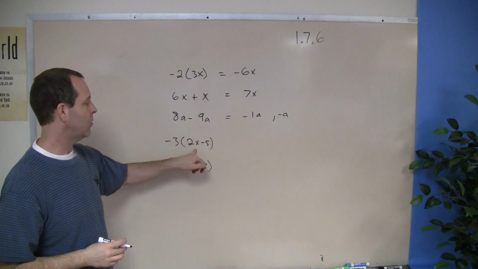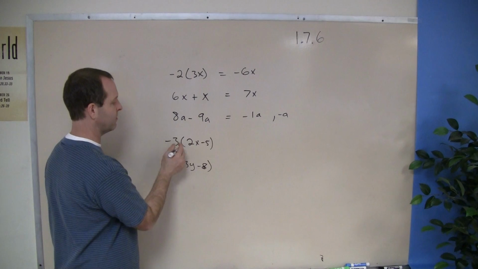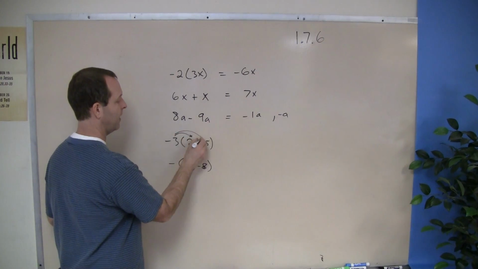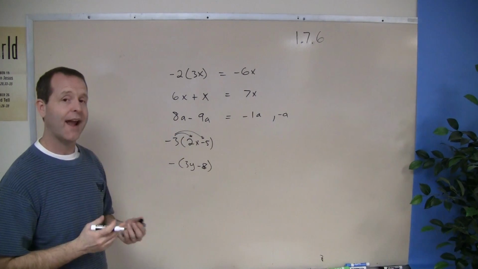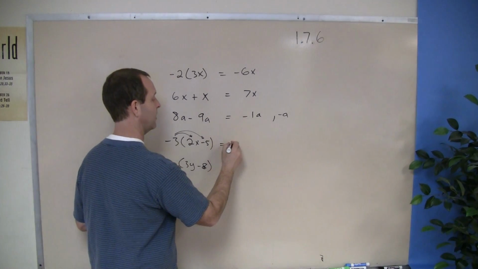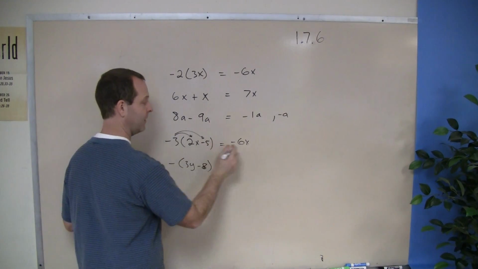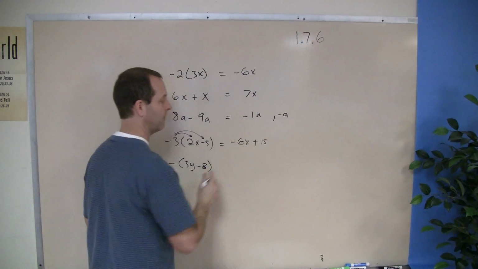Negative 3 times 2x minus 5. In this case, I need to make sure that this negative 3 is being multiplied to this first term and that second term. So I have to distribute all the way through. Negative 3 times 2x equals a negative 6x. Negative 3 times a negative 5 gives me a positive 15.